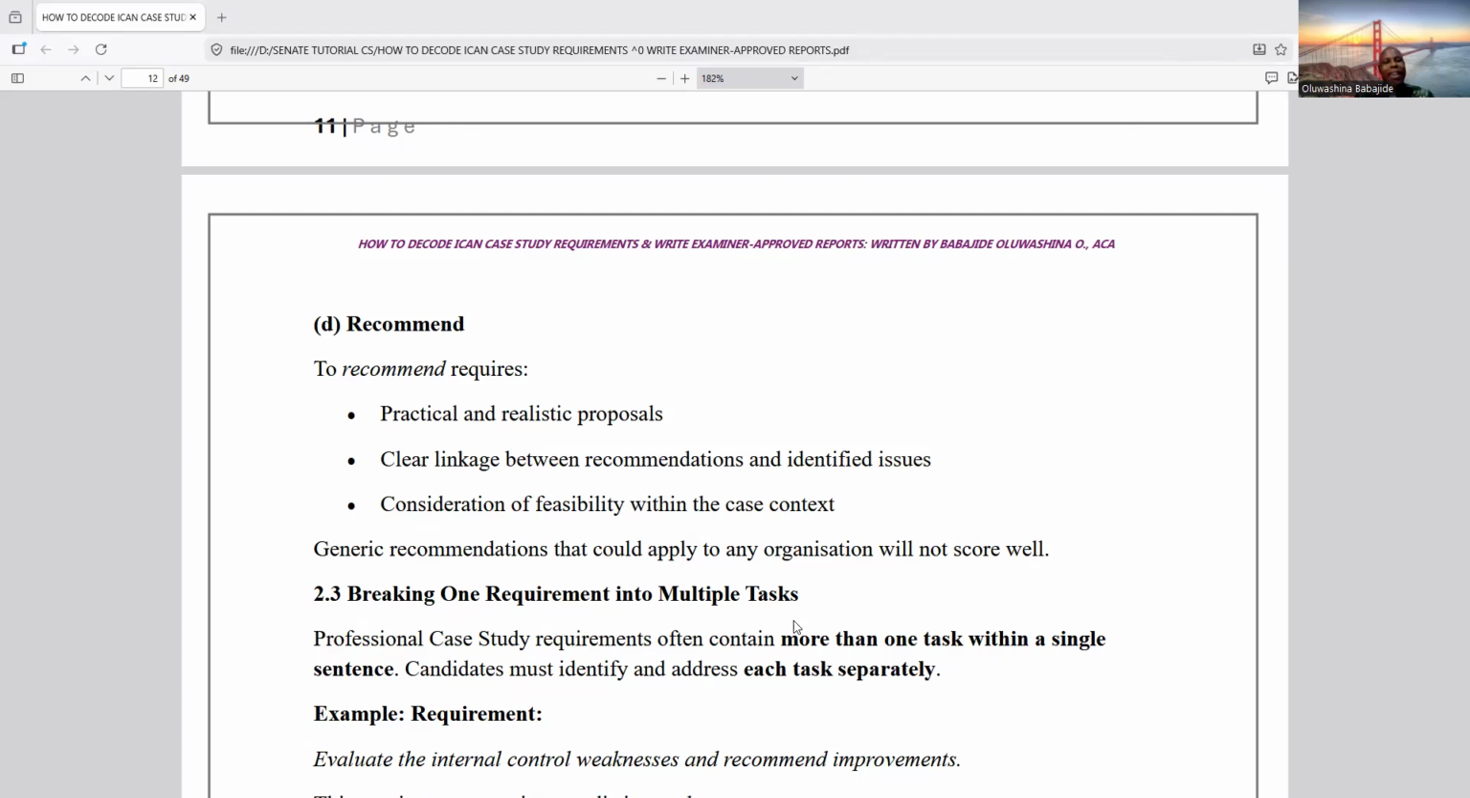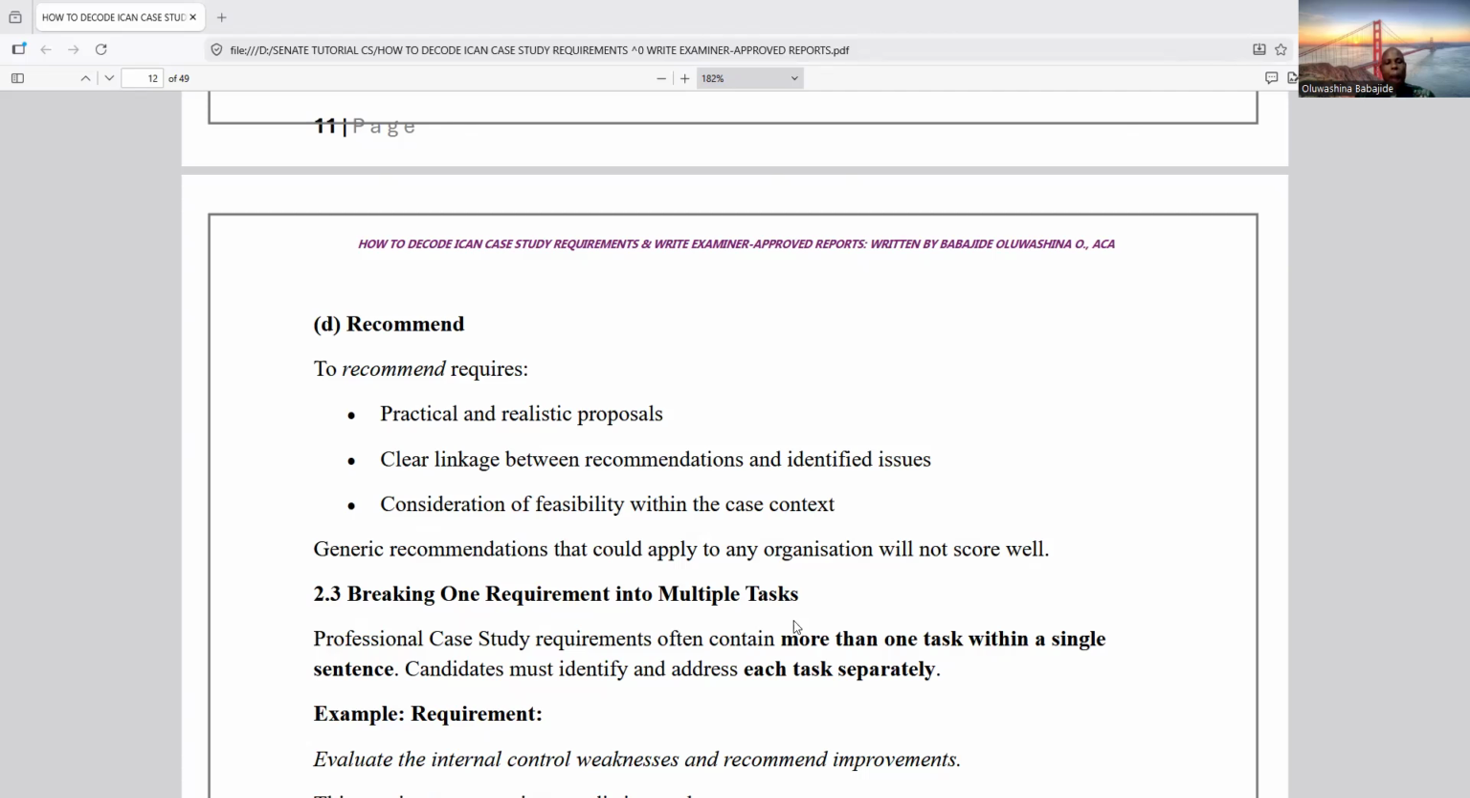Generic recommendations that could apply to any organization will not score well. You can't just benchmark everything to any organization. No, you need to focus on the case given to you in that business industry. Do you understand? That is what they are expecting you to focus on.